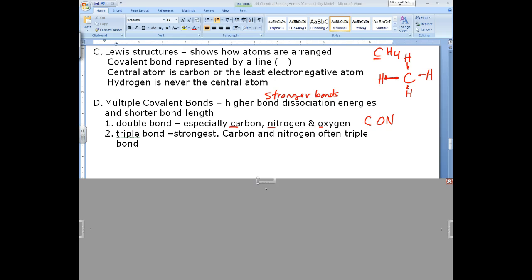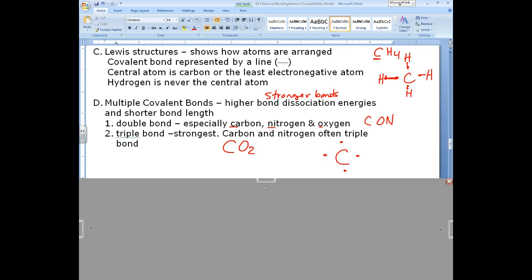And we're going to start with a nice stable compound that we're all producing right now, so we know it exists, carbon dioxide. What's going to be in the middle? Carbon. All right. Carbon has how many valence electrons? 4. All right. Good. So carbon has its 4.